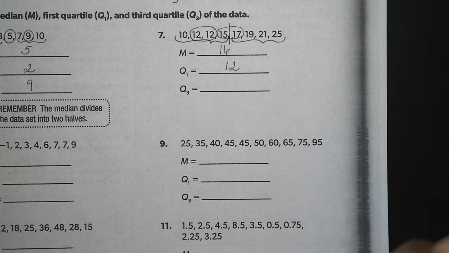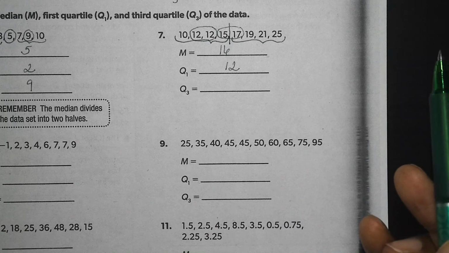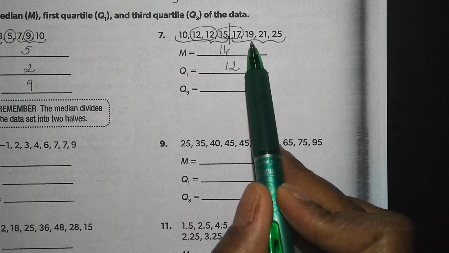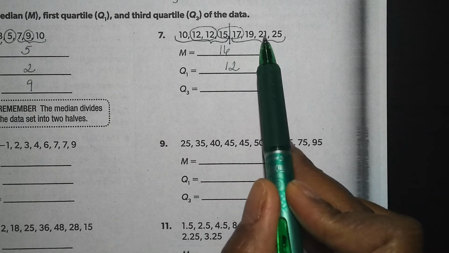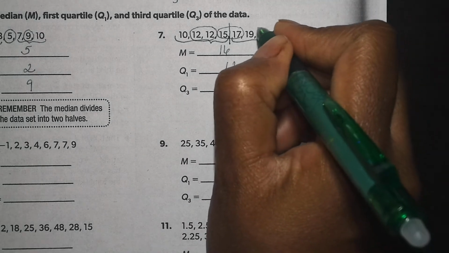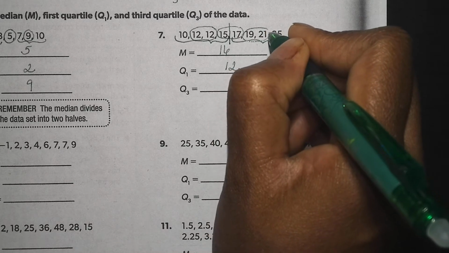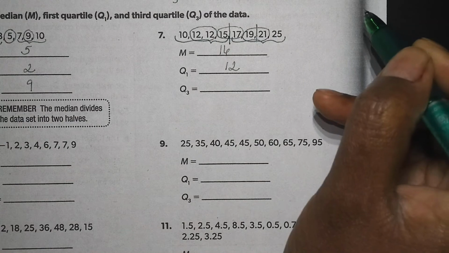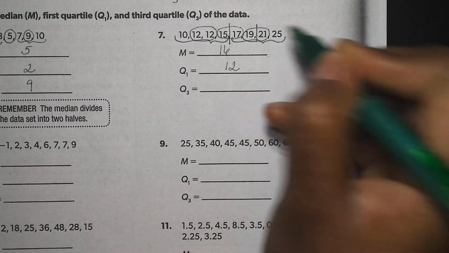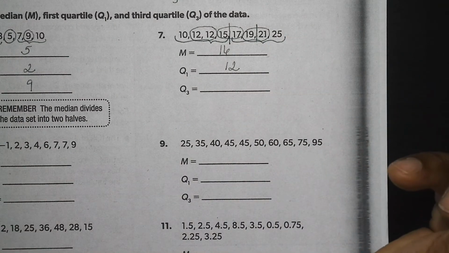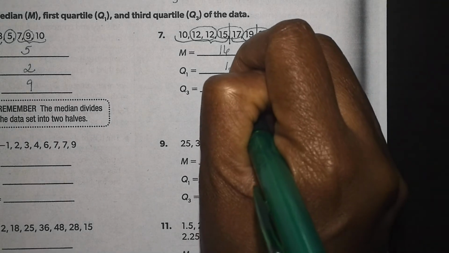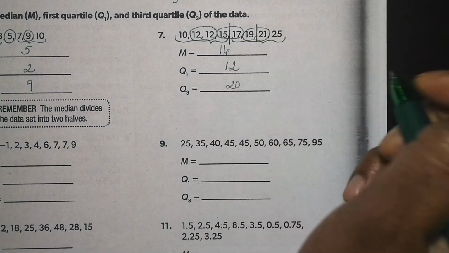All right? So, let's see, I have 17, 19, 20, 21. These two numbers sit in the middle. Boom. My median would be between these two values. 19 plus 21 is 40. 40 divided by 2 is 20. So my Q sub 3 is going to be 20.